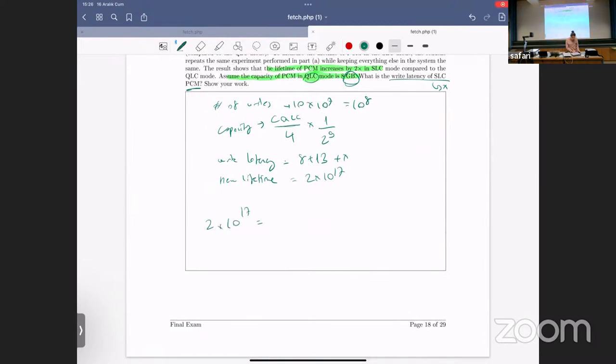this capacity over 2 to the 11 times 10 to the 8, which is the number of writes, plus the latency. And we know this one to be 8 gigabytes. And then if we solve for the X in this equation, it's going to be something like 2 to the 12 times 10 to the 9 over 8 times 10 to the 9 times 8 minus 21. Okay, any questions?